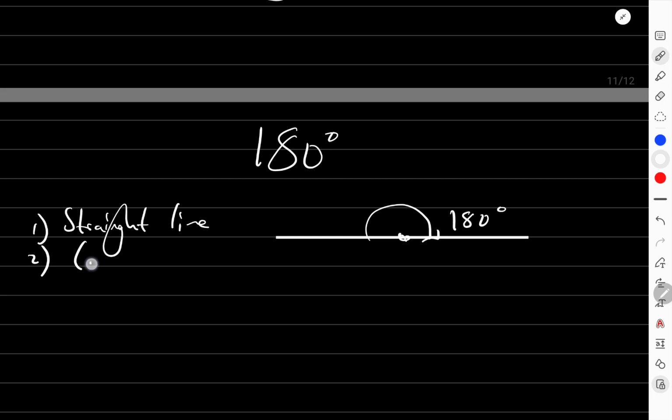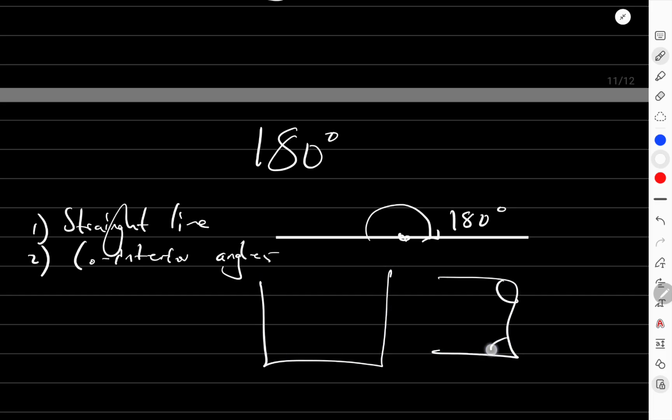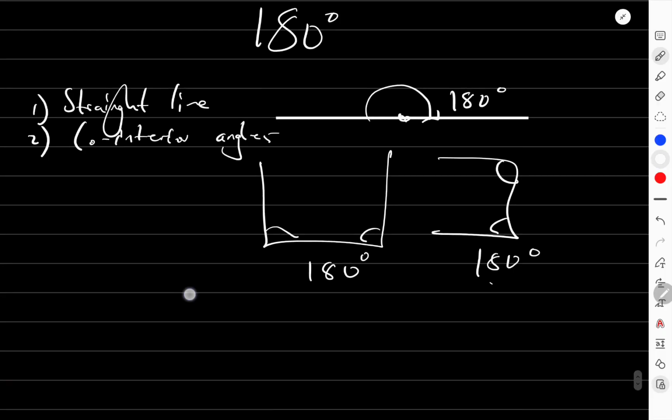Now, number two, we spoke about co-interior angles. It means if you see a shape like this one, the angle found here and the angle found here, when you add them together, they should give us 180 degrees. Reason is going to be co-interior angles. After writing co-interior angles as well, you have to tell me the lines that are parallel. Let me just say AB is parallel to CD.